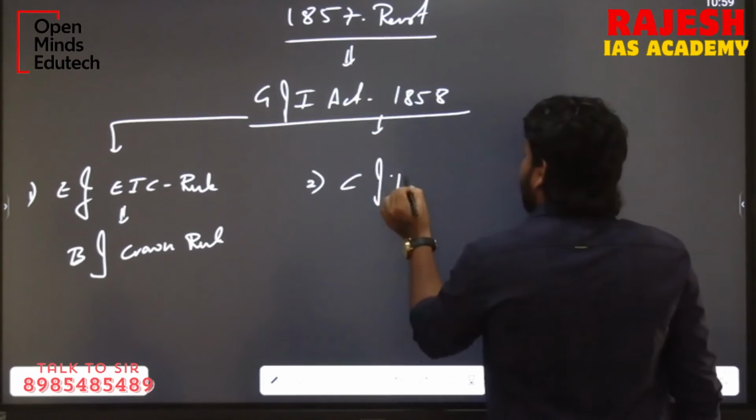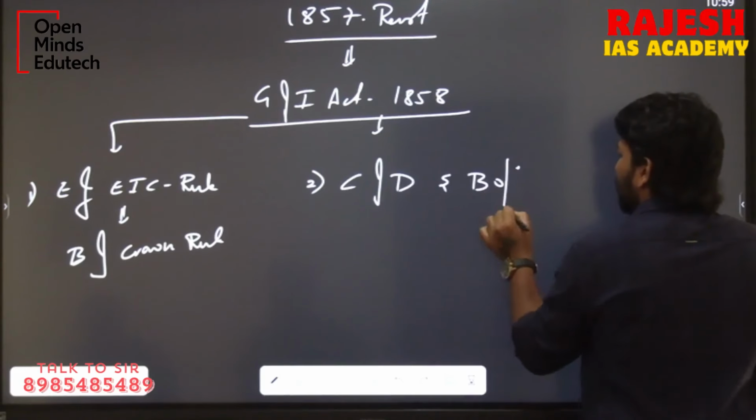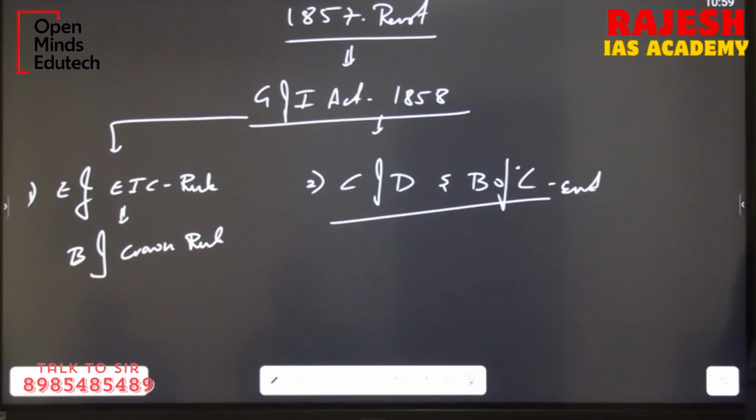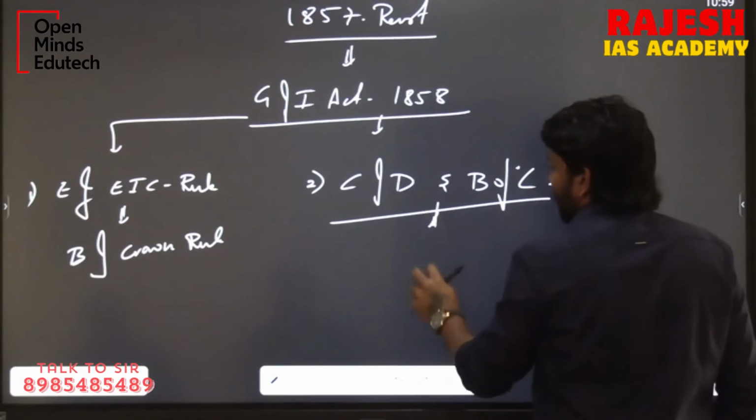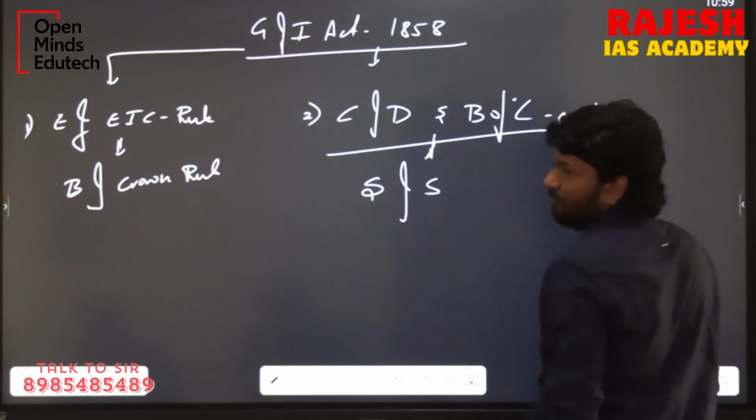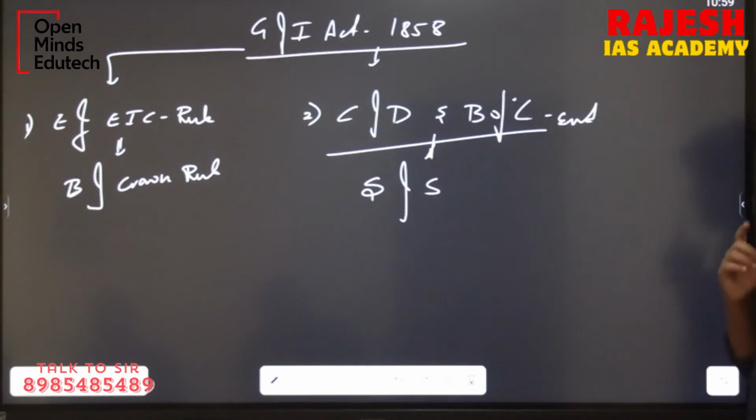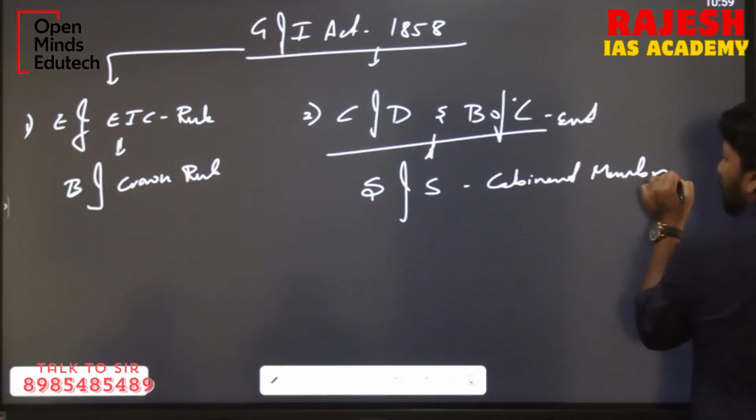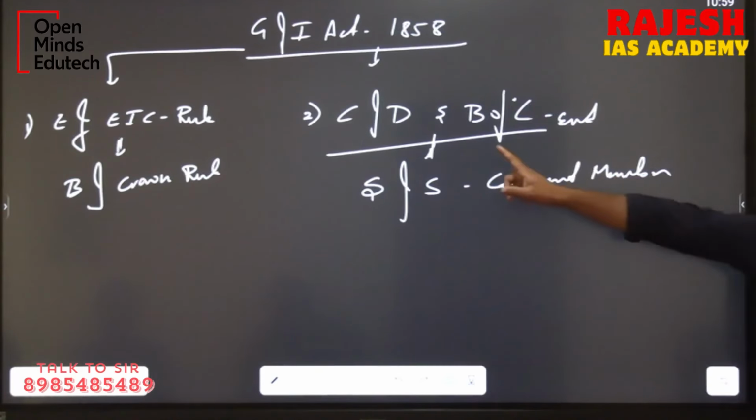Next one. The Court of Directors and Board of Control ended. When was it established? You didn't even tell the act. Pitt's India Act 1784, dual control. I said it continued until the end of company rule. Company rule ended, so both ended. Now in their place there is a Secretary of State. He is a cabinet member in the British Parliament. So they ended the Court of Directors and Board of Control.